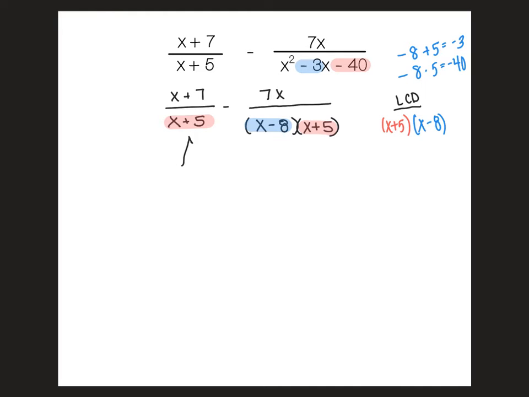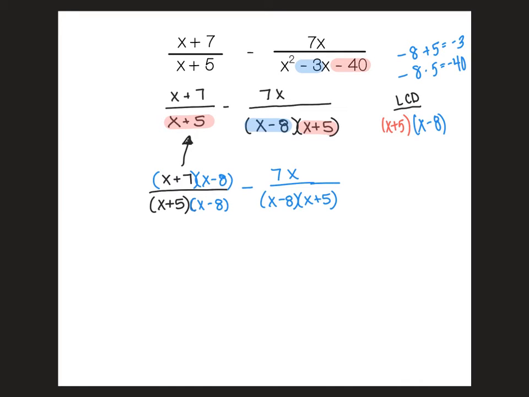I want to rewrite so that both of these fractions have the denominator that I need. If you focus on just this first fraction, I need to include an x minus 8. The x plus 5 is already present. Anything I add to the denominator also has to be added to the numerator. If you look at the second fraction, the denominator is already the least common denominator, so I don't need to make any changes to it.